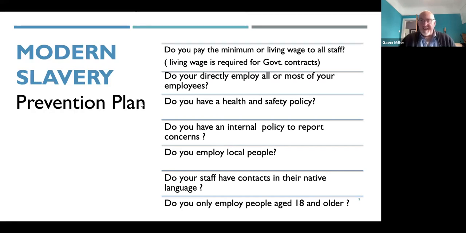So to think about creating a plan, you can start by asking yourself a few questions. Do you pay the minimum or the living wage? Do you directly employ all or most of your employees? Do you have a health and safety policy? Do you have an internal policy to report concerns? Do you employ local people? Do your staff have contracts in their own language that they can understand? Do you only employ people aged 18 or older? I'm sure for the vast majority of people listening today, the answer, of course, is going to be yes.